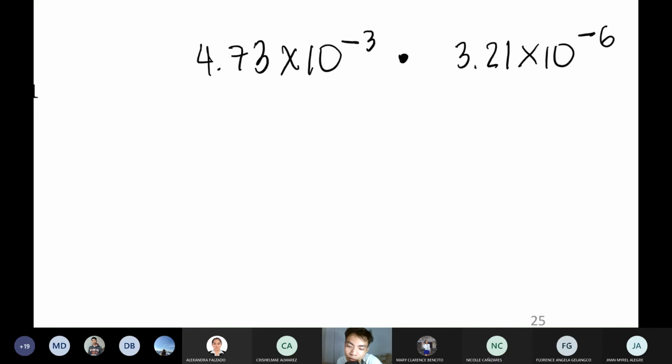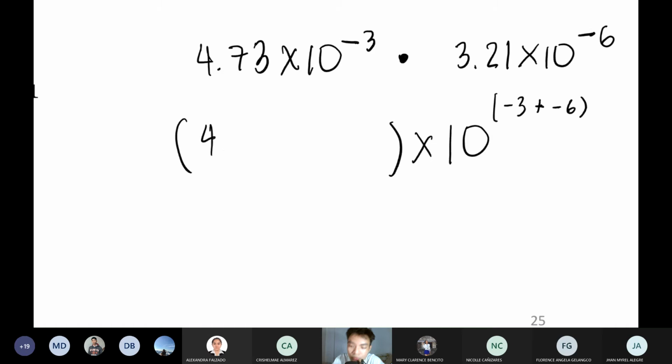Ito. 4.73 times 10 raised to negative 3 times 3.21 times 10 raised to negative 6. Ano gagawin sa exponent? Ipag-add. Okay? So, you just add the exponent. So, that will be negative 3 plus negative 6. And then, you multiply your coefficients. So, that will be 4.73 times 3.21.